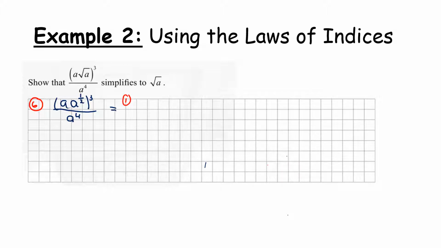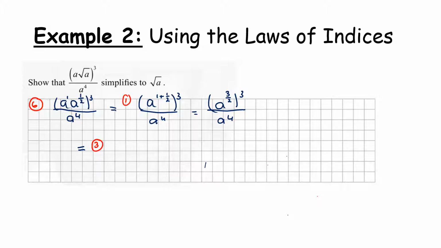And just to help us, a is actually a to the power of 1. So we get a to the power of 1 plus a half, to the power of 3, all over a to the power of 4. Cleaning that up, I get a to the power of 3 over 2. And I would suggest in all cases to work with top heavy fractions as much as possible. So the next thing I'm going to do is clean up this top line. And in order to clean up this top line, we're going to work with law 3.